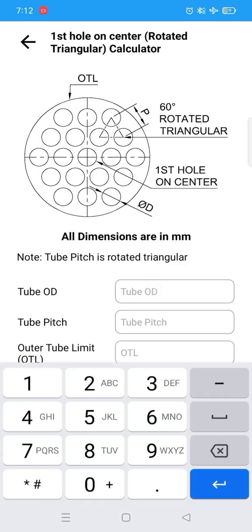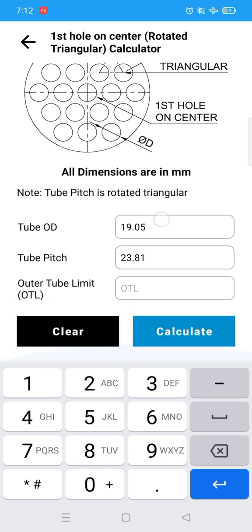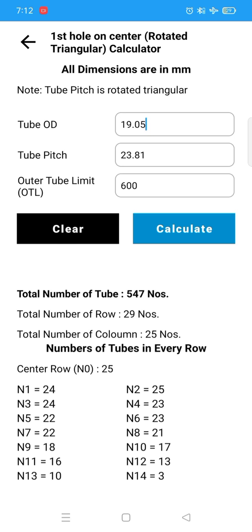Let's enter the data. Tube OD is 19.05, tube pitch is 23.81, and OTL is 600. Calculate. So total number of tubes is 547, meaning you can arrange 547 tubes in this 600 OTL tube seat. Total number of rows is 29, total number of columns is 25, and the number of tubes arranged in every row is described below.